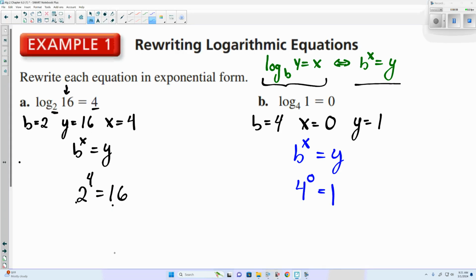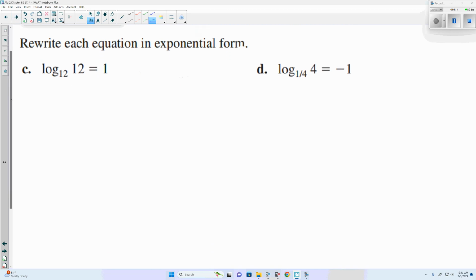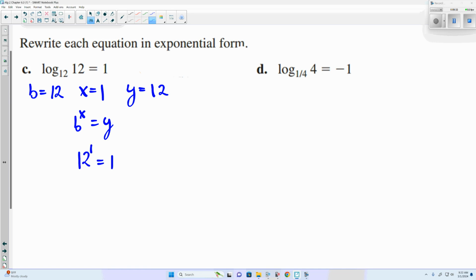Questions on these first two here? Log base 12 of 12 equals 1. So I'm going to do this again, b, x, and y. Our b is 12, x is 1, y is 12. So b to the x equals y, so 12 to the first is equal to 12.